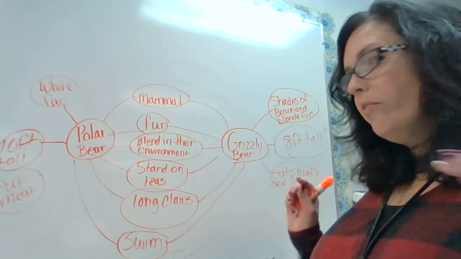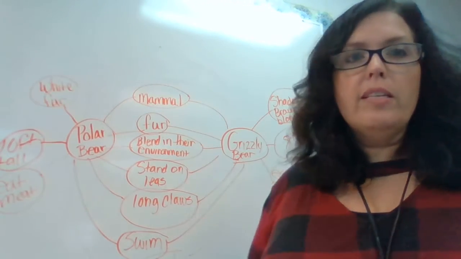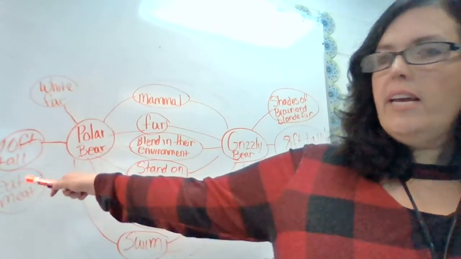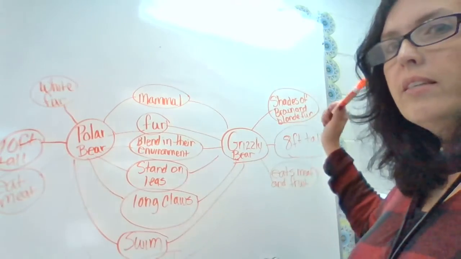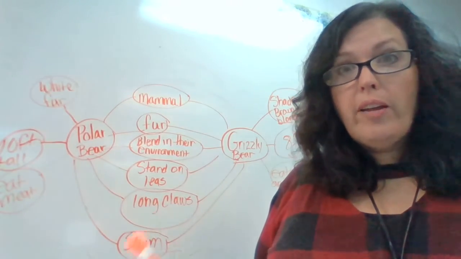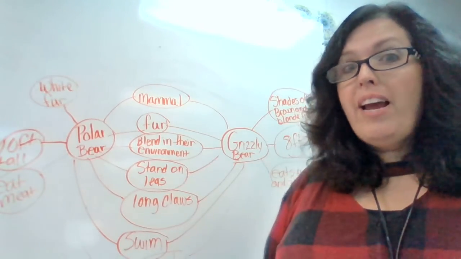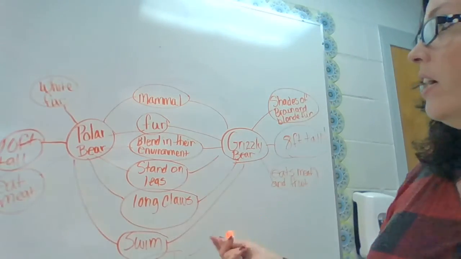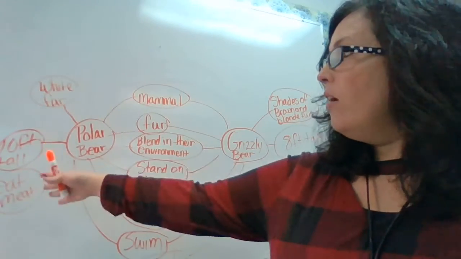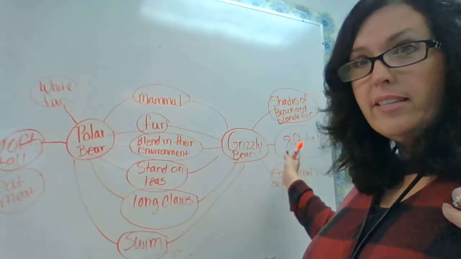So we didn't list everything on here that was the same and different because there was other things also, like this one lives by the sea on ice, and this one lives in the forest. So there's a whole bunch of different things that I could have put on my map. But I have a whole bunch of information here that shows us how they're the same, how we can compare them, and how they're different, how we can contrast them.